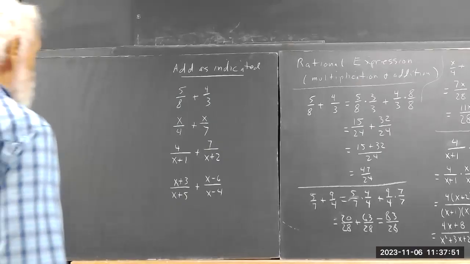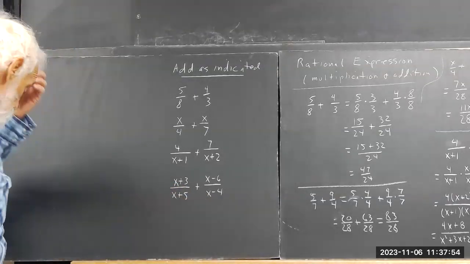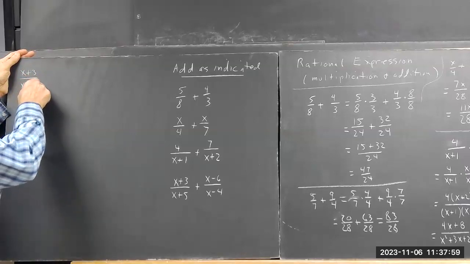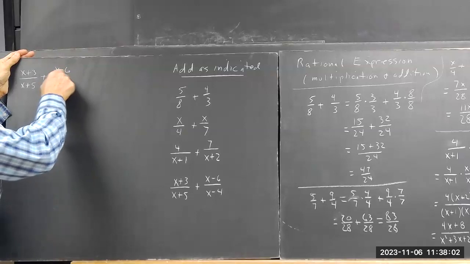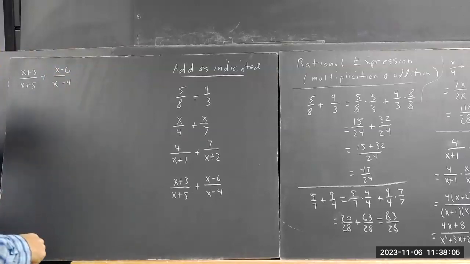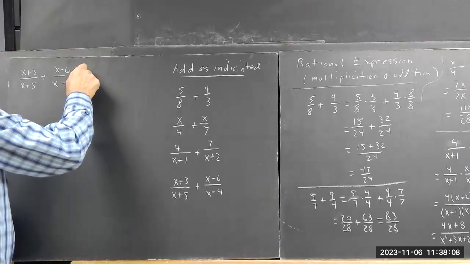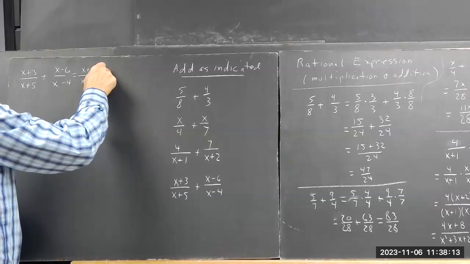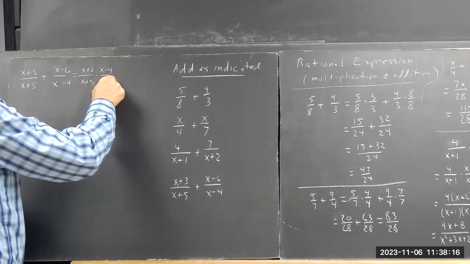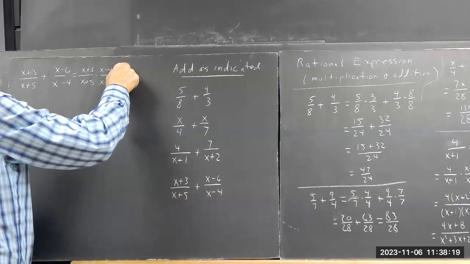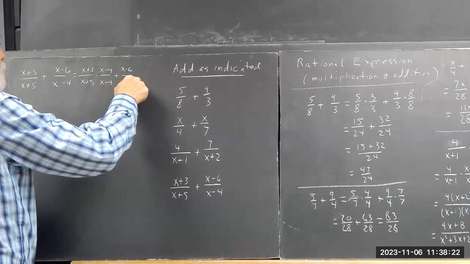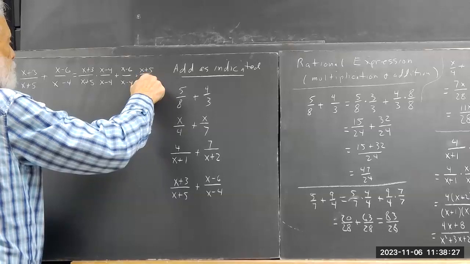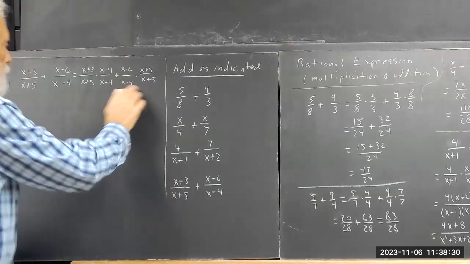Okay. So you had a good start on this one. We have x plus 3 over x plus 5 added to x minus 6 over x minus 4. Now you wrote that out nicely. We got x plus 3 over x plus 5 multiplied by x minus 4 over x minus 4. And then it's plus x minus 6 over x minus 4 multiplied by x plus 5 over x plus 5. Okay, and everybody got that.